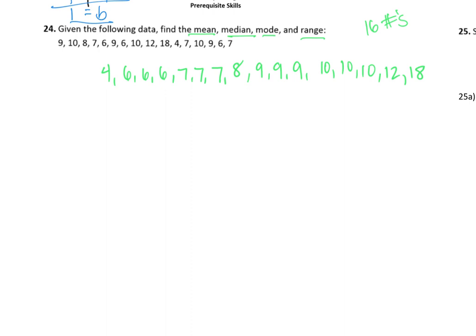Now, the first thing that we can find here is our mean. Okay, mean is another word for average. Now, average means that we add up all the numbers and divide by the amount that we have. So if I do 4 plus 6 plus 6 plus 6 all the way down to 18 here, that adds up to 138. And then to find that average, I have to divide by the quantity of numbers I have, which was 16. So I'm doing 138 divided by 16, and I get 8.625. Okay, so that's my average.